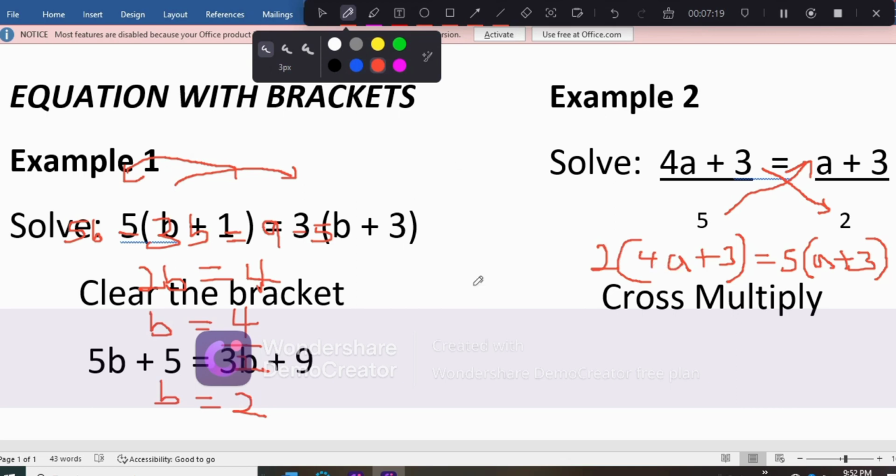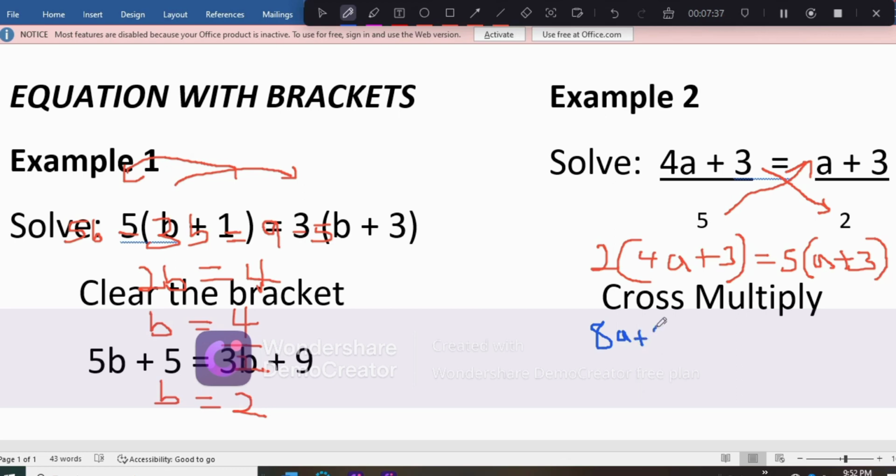Now we want to remove the bracket so that we can continue. So 2 times 4a gives us 8a, and 2 multiplied by 3 gives us plus 6. Then we have equal sign. 5 multiplied by a gives us 5a, 5 times 3 will give us 15.